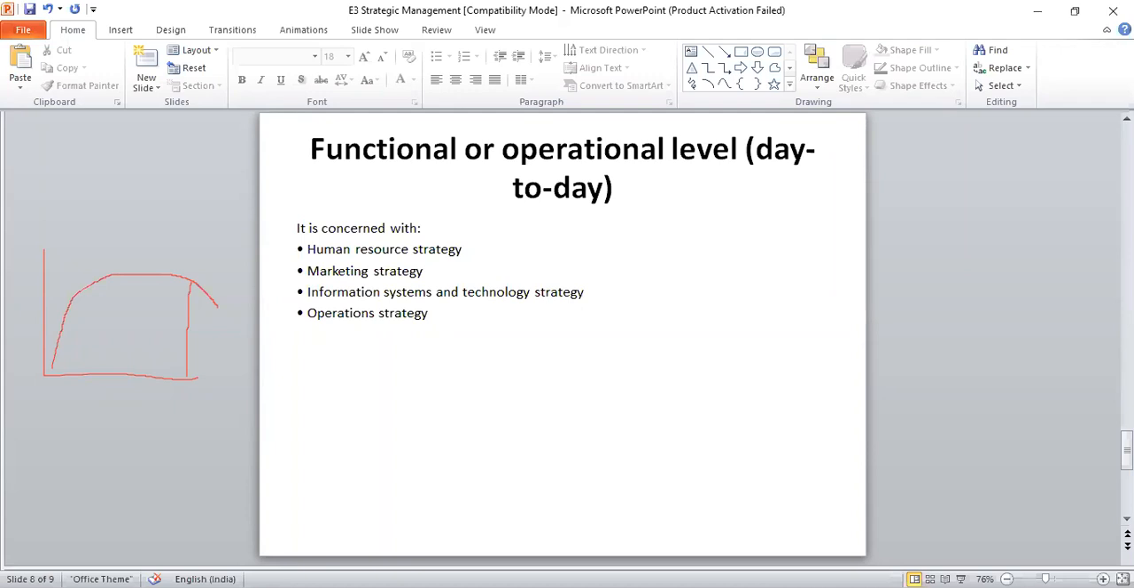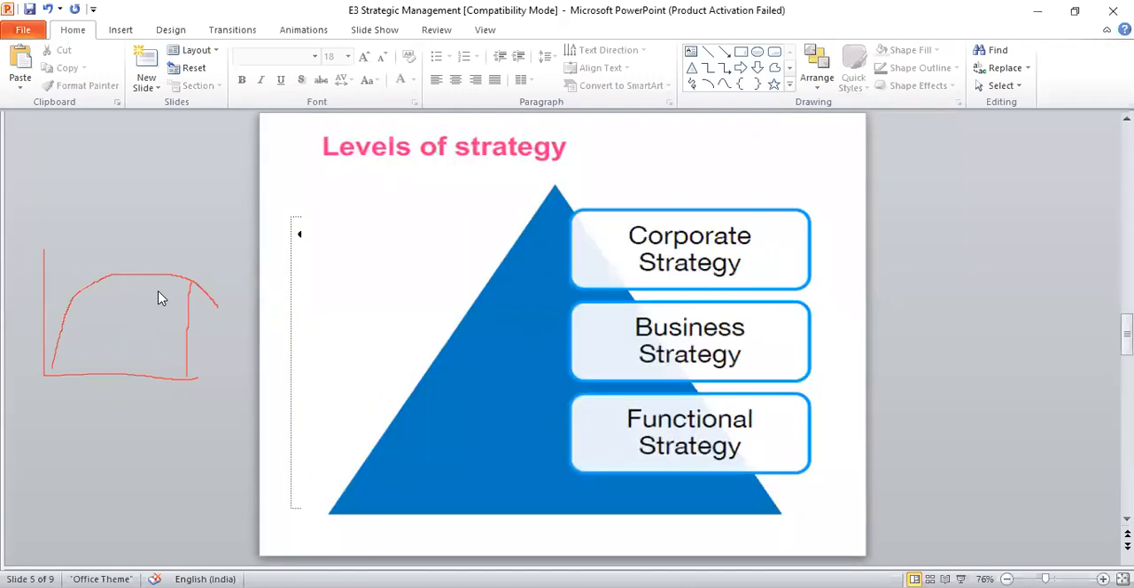These are the things. This is the level at which they are operating. So, this is the operational level. The corporate strategy plans for the entire organization. So, how would this organization survive in the external environment? To face the competition in the external environment, what strategy would they adopt? That is focused on by the corporate strategy.